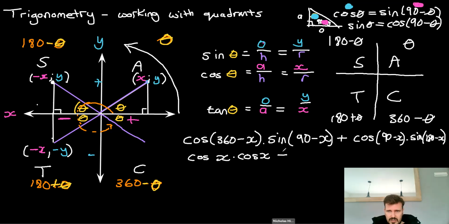So this cos 90 minus x, we can write as sine x. And then for sine 180 minus x, what we do is we look at what quadrant it's in. It's this quadrant. And so it's positive because S is the thing that's positive. And so we have times.